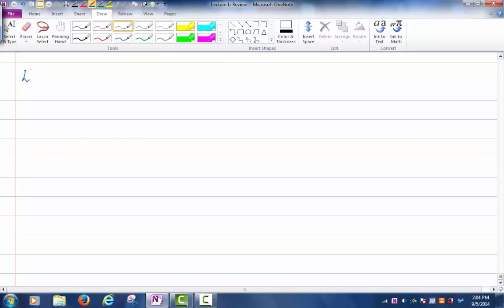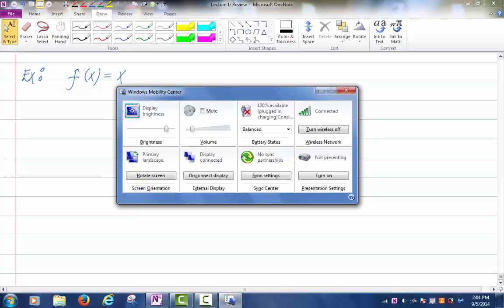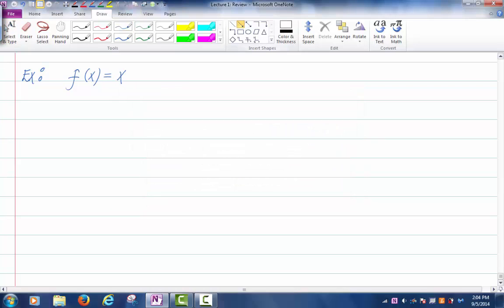Another example. Let's say I have the function f(x) equals x, and what's the graph of this function? Well, we know that the graph of this function is the same as the graph of the equation y equals x, and the graph of that equation is a straight line. We know that.